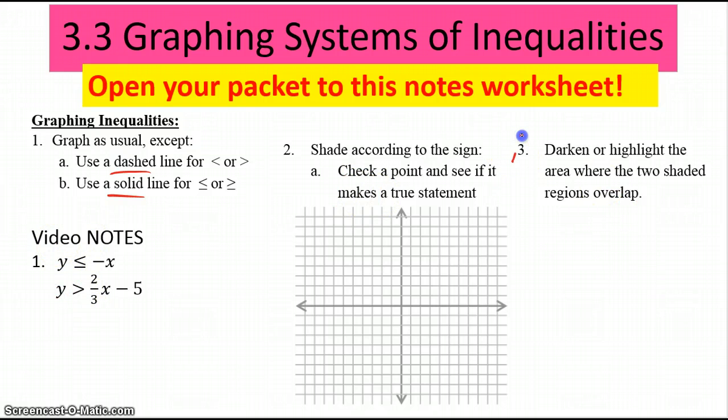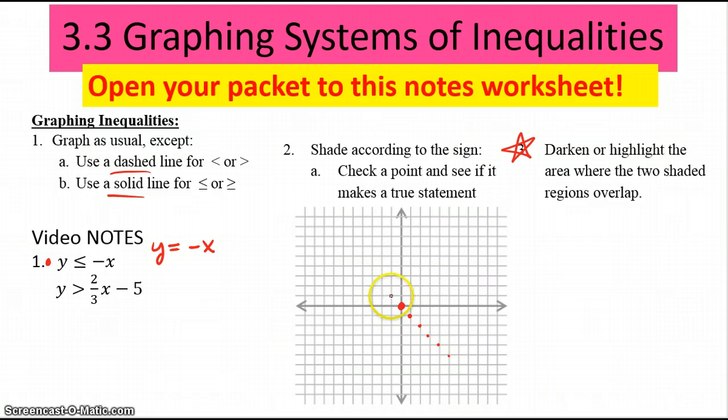The key here, what makes this different, is we are going to darken or shade the area where the 2 or 3 or 4 shadings overlap. So let's start with number 1, and I'm going to do number 1 in red. Y is less than or equal to negative x. So we're going to graph y equals negative x. That has a b of 0, so I'm going to plot a y-intercept at 0, and an m of negative 1, so I'm going to go down 1 over 1.